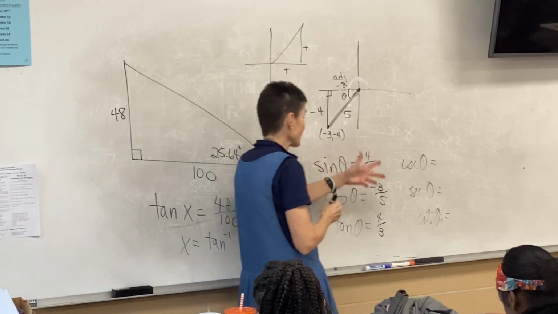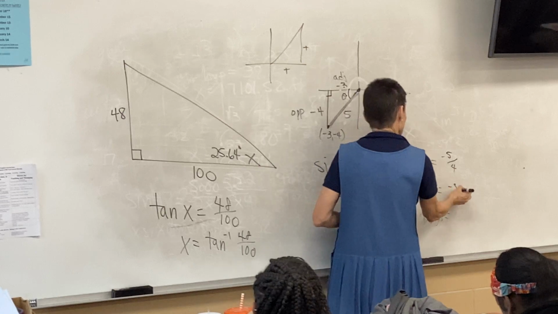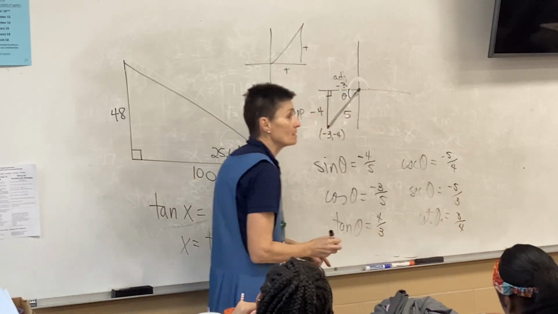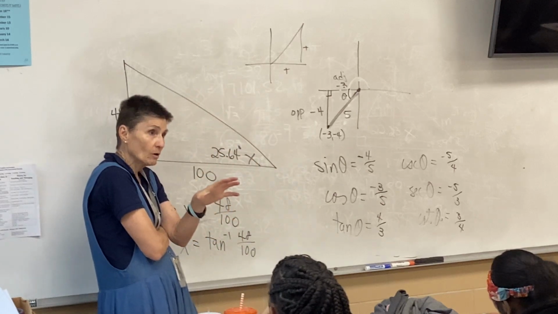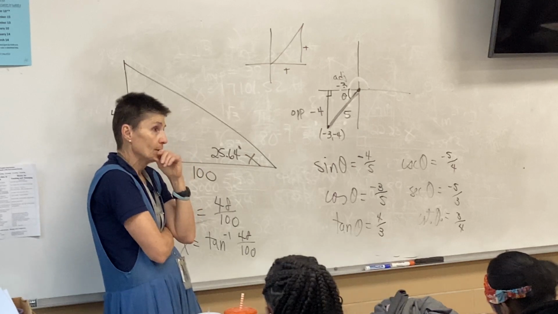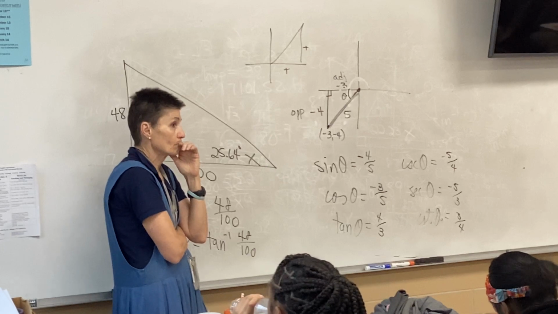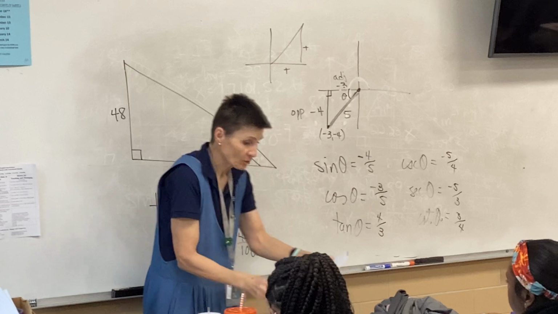Now flip them over just like we did the other day. So cosecant is negative 5/4, secant is negative 5/3, cotangent is 3/4. As soon as you put your angle in a different quadrant, something will be negative. No big deal. All right, let's look at the next one.